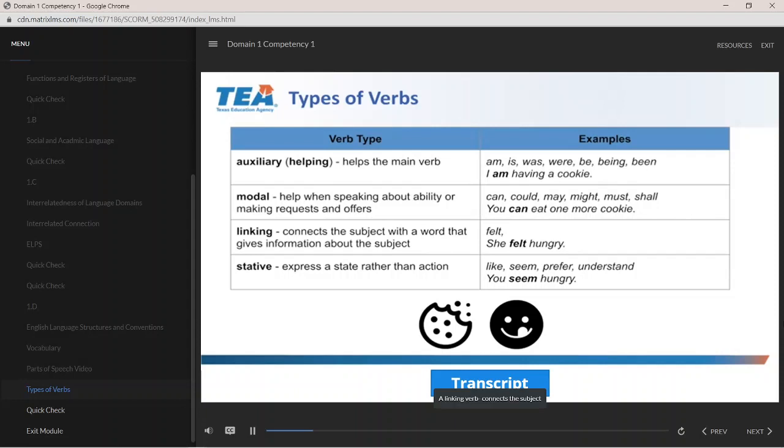A linking verb connects the subject with a word that gives information about the subject. An example would be the verb felt in the sentence, she felt hungry. A stative verb expresses a state rather than an action. Examples include the verbs like, seem, prefer, understand. As in the sentence, you seem hungry. Seem is the stative verb.